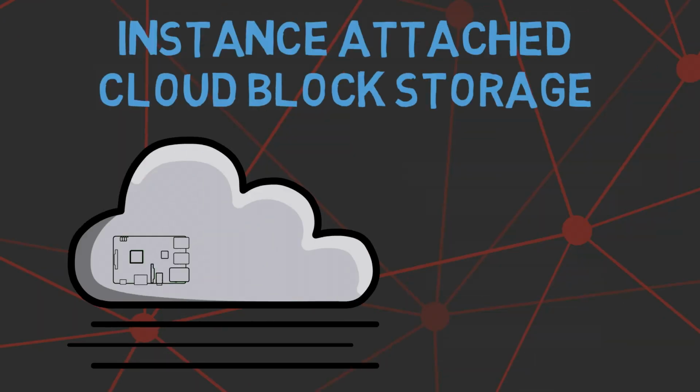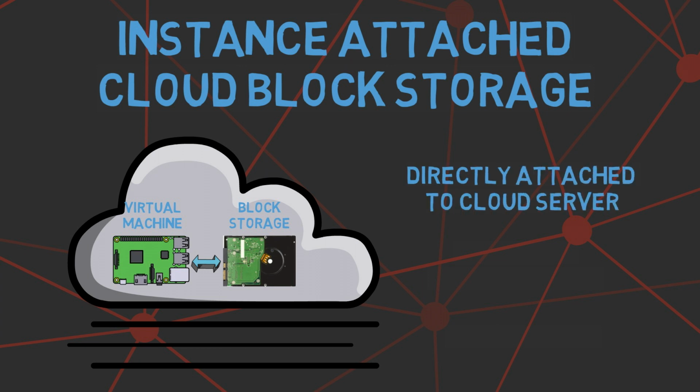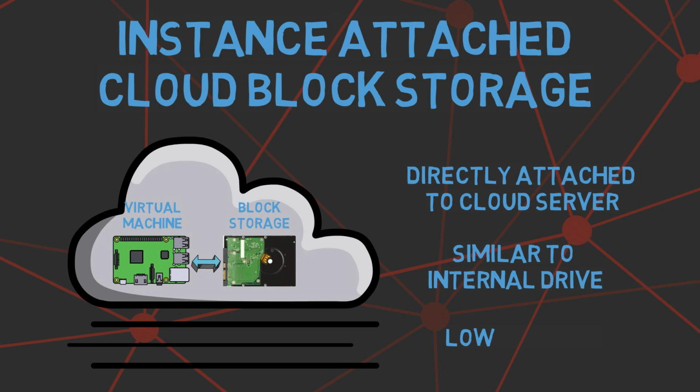Similarly, cloud block storage can be attached in two ways. The first one is instance attached block storage or local block storage. This refers to the storage that's directly attached to the cloud server. The storage comes along with the cloud server. This is similar to internal drive in computers. Instance attached block storage have lower latency since the storage is directly attached to the instance.